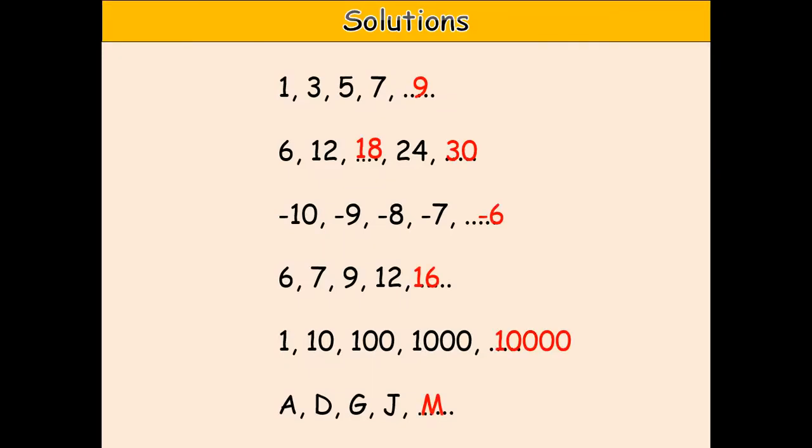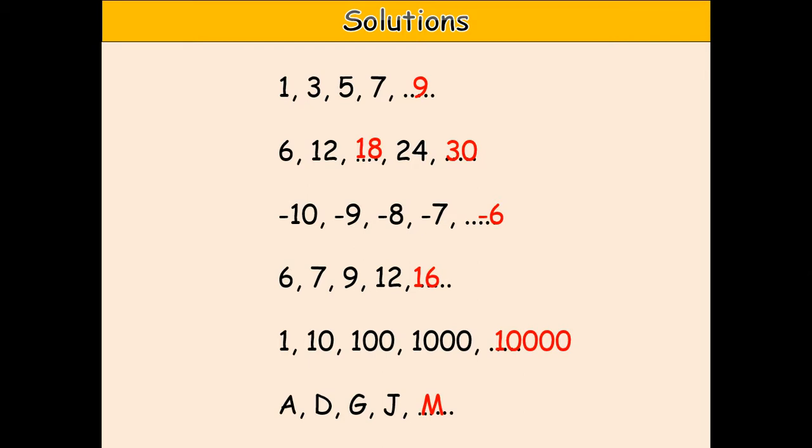Okay, these are the answers. Just to quickly go through them. So the first one, you can clearly see that it follows a pattern that you're adding 2 each time. From 1 to 3, you've added 2. From 3 to 5, you've added 2. And then to work out the missing gap, you're going to add 2 to 7 and you get 9.